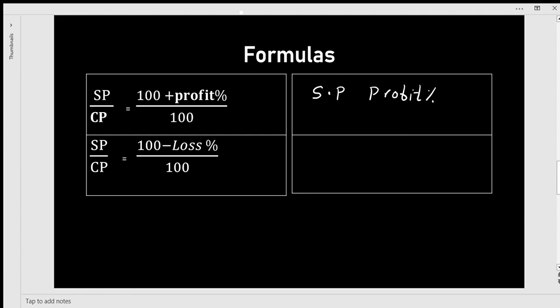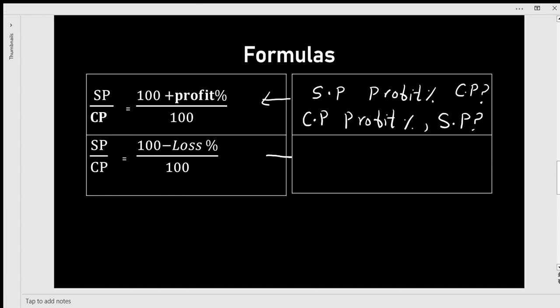Profit percentage and cost price is asked. You can use this formula. Or when cost price is given and profit percentage is given, correct? And selling price is asked, then also you can use this formula. So when selling price and profit percentage is given, you can find cost price. When cost price and profit percentage is given, you can find selling price.